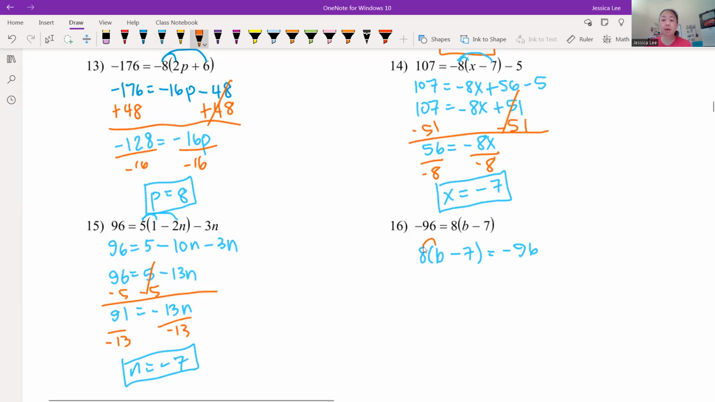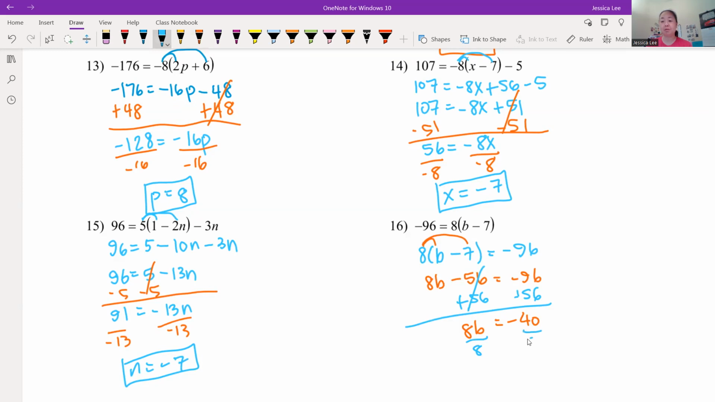All right, we're going to distribute 8b minus 8 times 7, which is 56, is equal to -96. Now, again, we're just solving. So add 56 on both sides. And we have 8b is equal to -40, right? What's b going to have to be? 8 times some number is going to be -40. What would that be? -5, right? So here, let me show you. So b is going to be -40 divided by 8, which is -5.